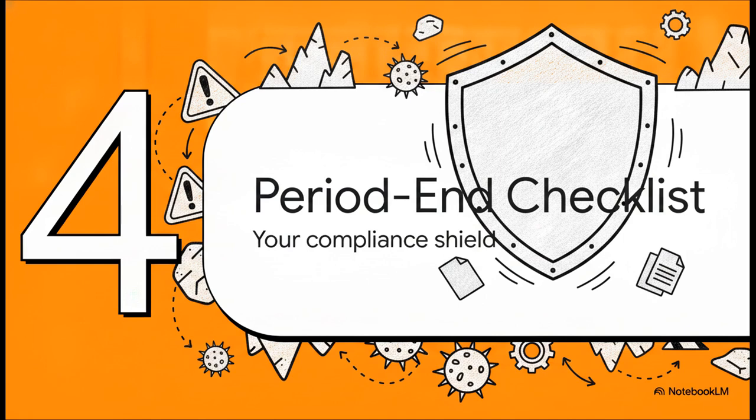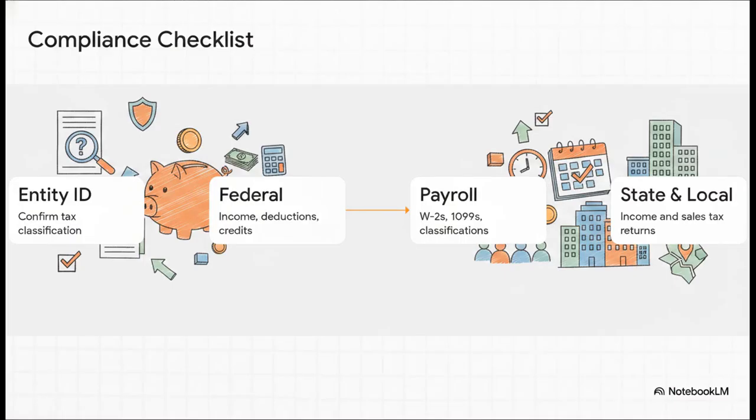How do we actually survive this minefield? We use our shield. By methodically running through these 4 steps during every single client review, you lock down your compliance and eliminate blind spots. You ID the entity, verify the federal income, audit the payroll, and do a final sweep for state and local stuff. Let's zoom in on a couple of these.